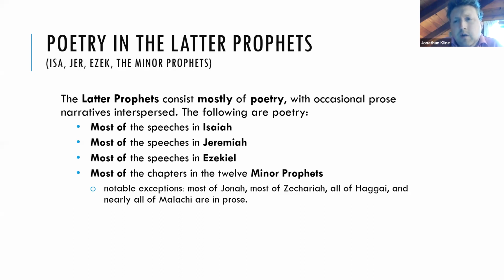So in contrast to the Torah and the former prophets, the latter prophets consist mostly of poetry, with occasional prose narratives interspersed. So the following compositions are poetry. Most of the speeches in Isaiah, most of the speeches in Jeremiah, and most of the speeches in Ezekiel. And notice that I've said the speeches, not most of these books, because there are narratives in these books as well. Most of the chapters in the 12 minor prophets are poetry, with some notable exceptions.